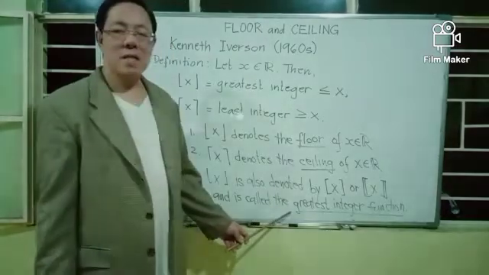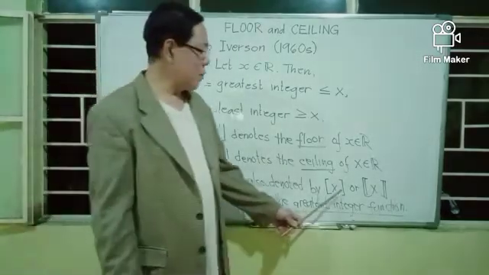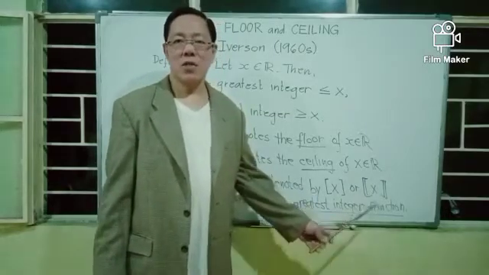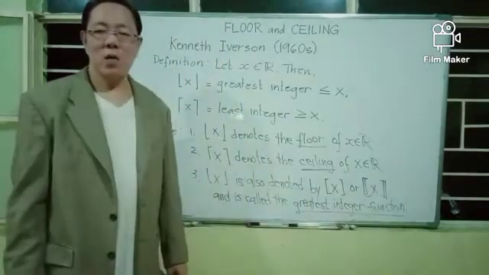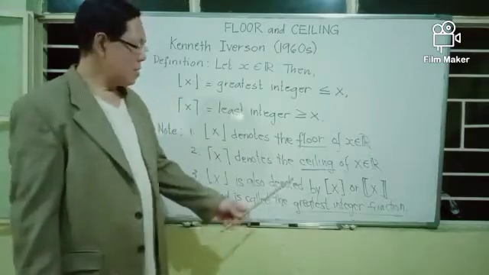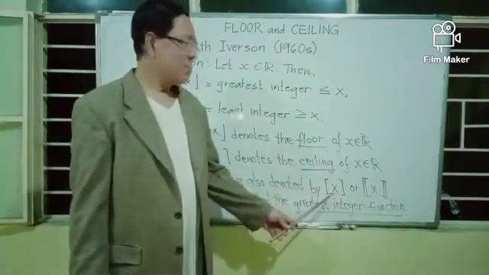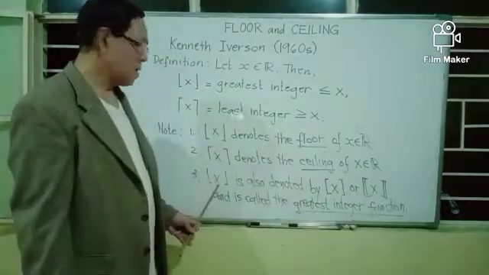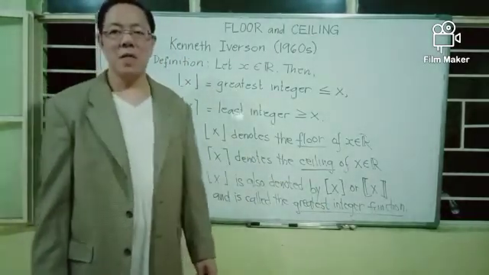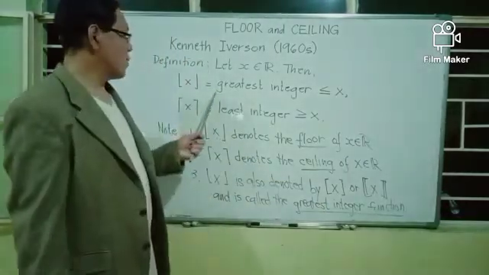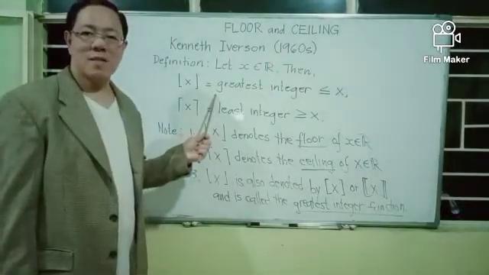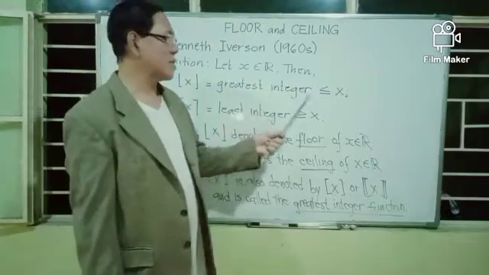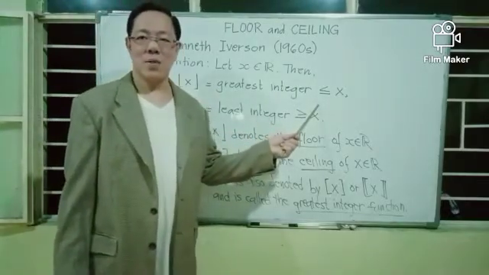Thus, under the greatest integer function, the value at the real number x is the greatest integer that is less than or equal to x, because the greatest integer function is actually the floor of a real number x. And the floor of the real number x is defined as the greatest, the largest, the biggest integer that is less than or equal to x.